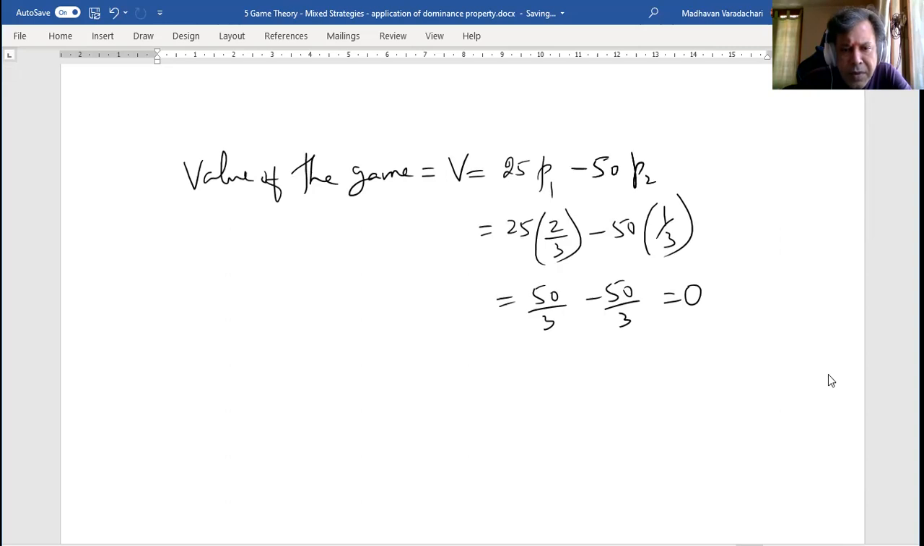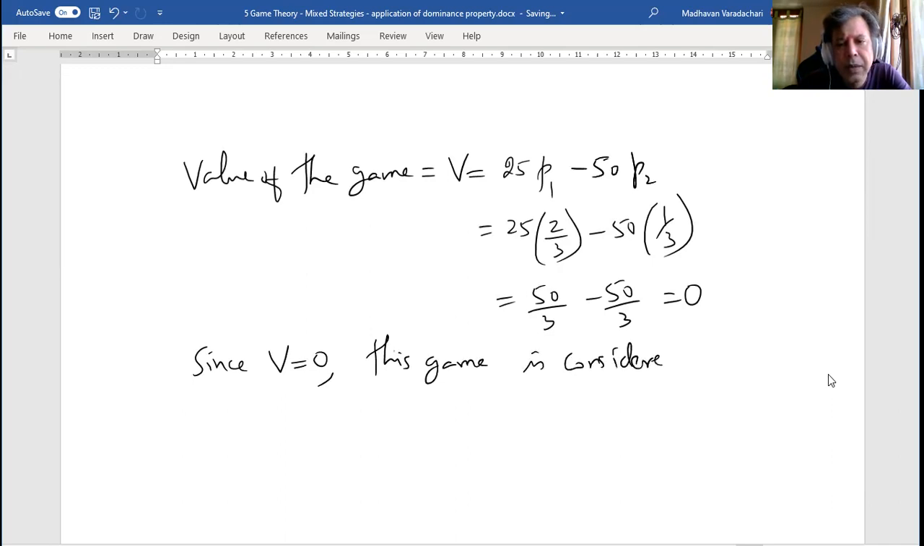When the value of the game is 0, this particular game can be considered a fair game. Since V is equal to 0, this game is considered to be a fair game. Means both the players have got equal opportunity to win the game. So that is the meaning of fair game.